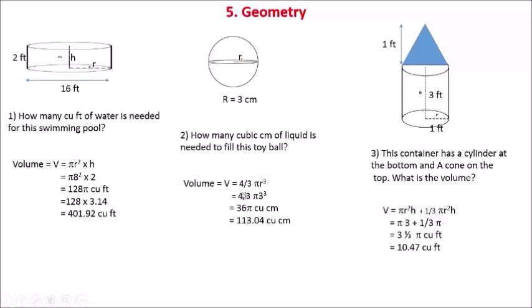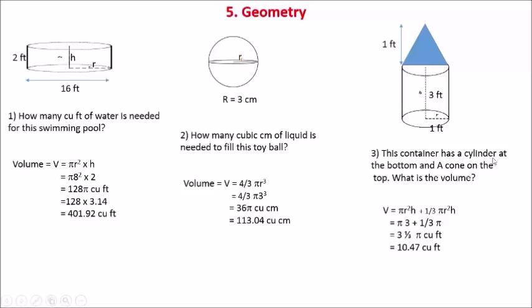So then you know that you have to use the volume formula. You can use the formula sheet. So volume is 4/3 pi r cubed. The radius is 3, so plug in 3 instead of r. What is 3 cubed? 3 times 3 times 3, right? So you use the calculator and then it comes out to be 113.04 cubic centimeters.